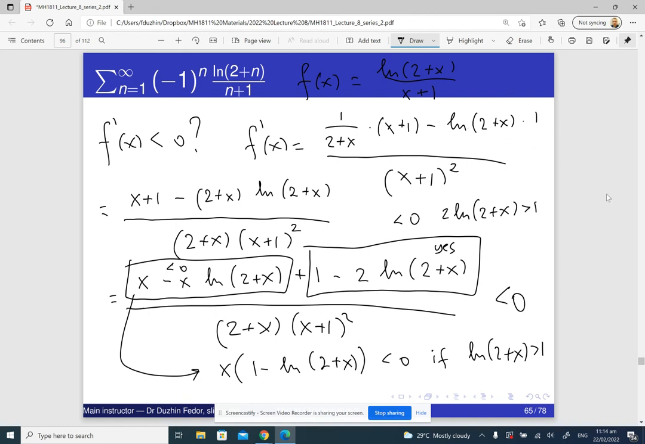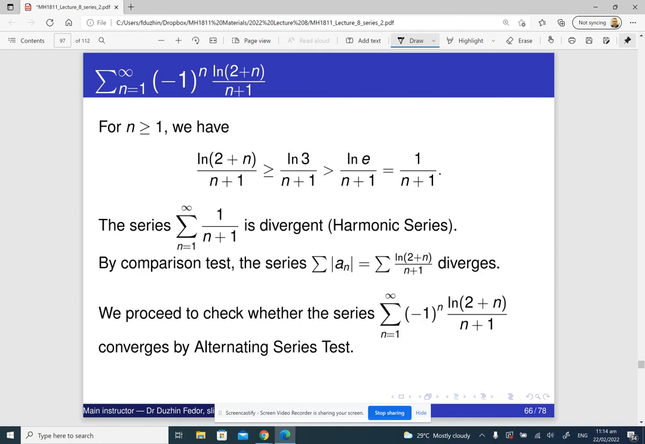And since we have a sequence that is decreasing and has limit 0, times (-1)^n, the series converges by the alternating series test. Okay, so to put it together, our series converges conditionally.